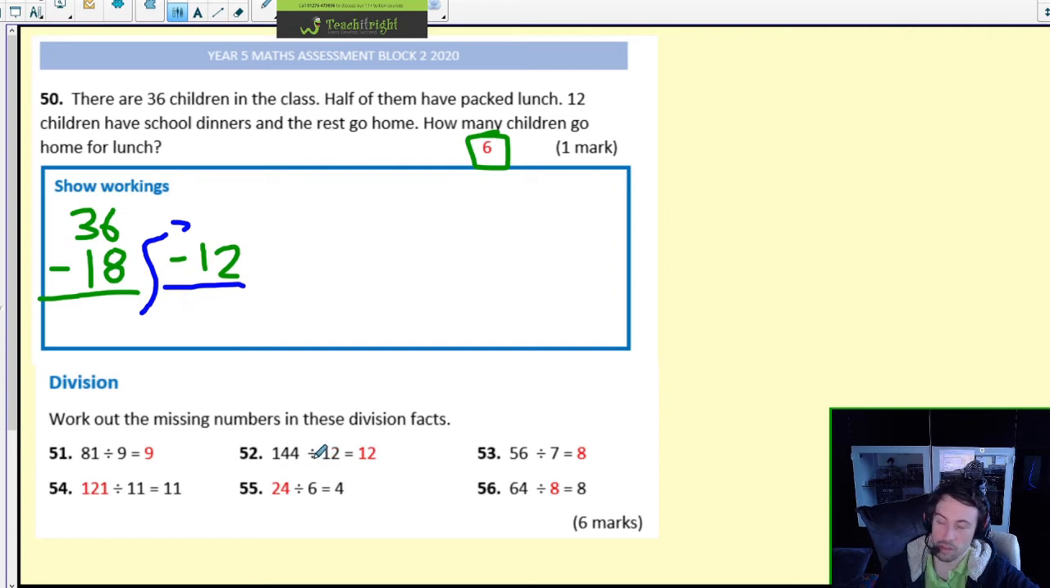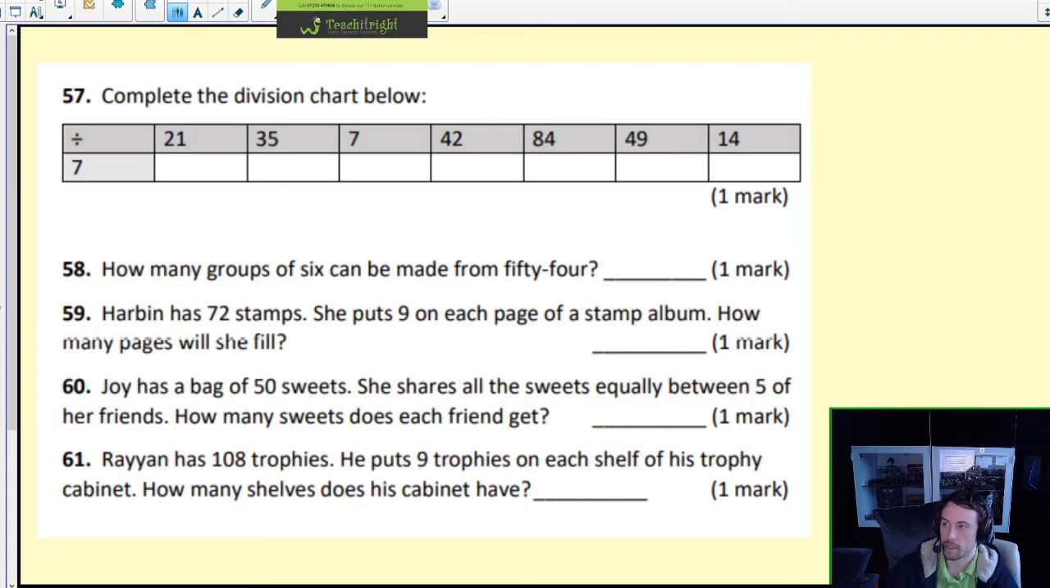Then down here, we've just got some division facts. So 81 divided by 9 is 9. And with these, you can actually sort of think of it a bit like multiplications, because 9 times 9 is 81. So 144 divided by 12 is 12. 56 divided by 7 is 8. 121 divided by 11 is 11. 24 divided by 6 equals 4. And 64 divided by 8 equals 8. Some nice questions to end on.